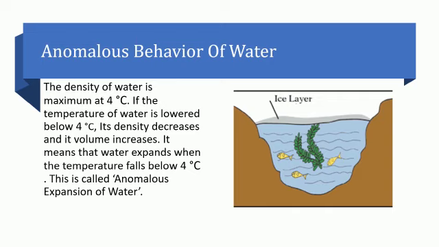Anomalous behavior of water also helps in the survival of aquatic organisms. The top layer of ice acts as an insulation and prevents heat from escaping the water and the cold outside from coming inside the water. Thus, it helps in the survival of aquatic animals and fishes.